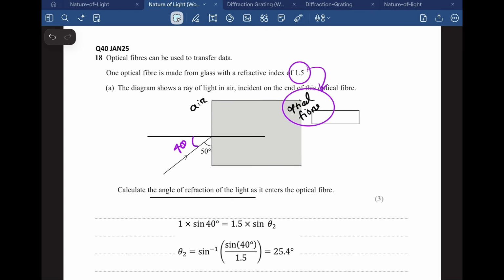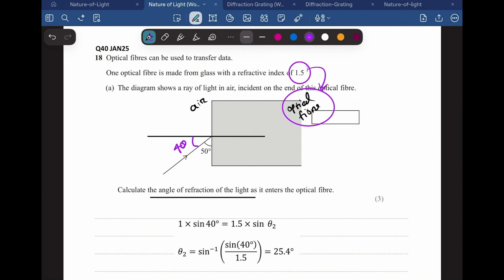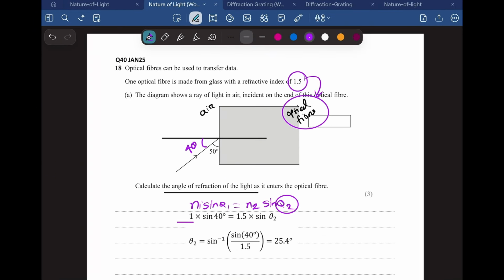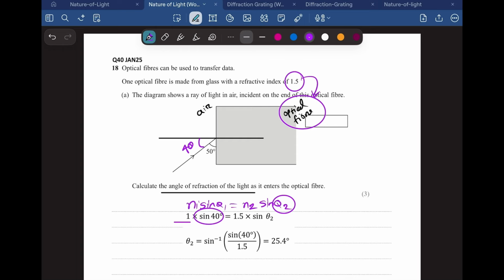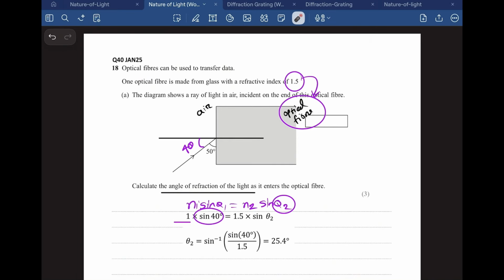n1 sin theta 1 equals n2 sin theta 2, and this theta is going to be our angle of refraction. We know the refractive index of air is 1. So that is going to be our answer, and here we have used sine 40. If you didn't recognize this and started using sine 50, the answer is going to be wrong.